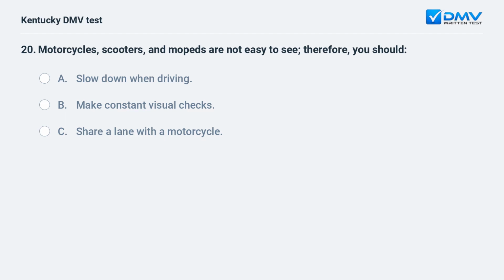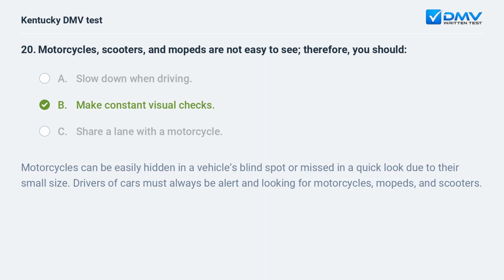Motorcycles, scooters, and mopeds are not easy to see, therefore, you should: A. Slow down when driving. B. Make constant visual checks. C. Share a lane with a motorcycle. B. Make constant visual checks.